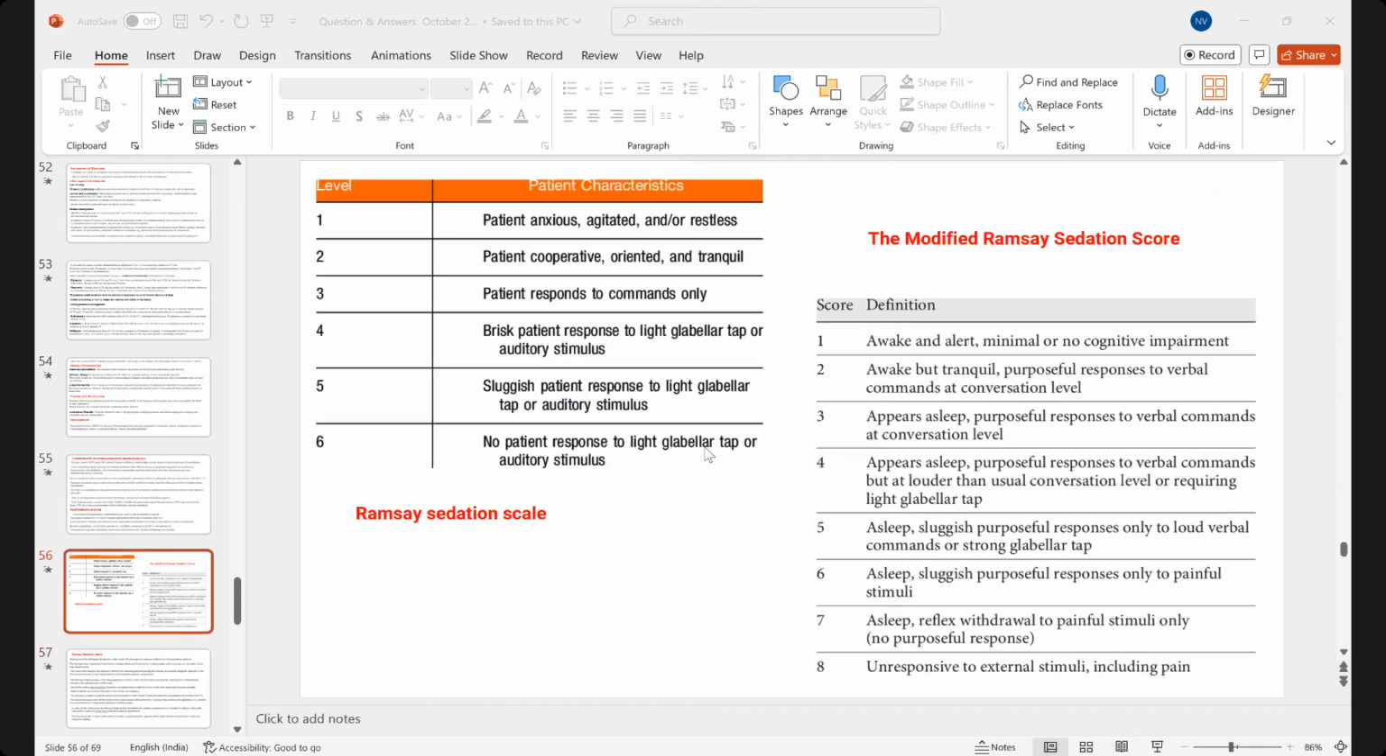So these are the points that are given in... there are two types of Ramsay sedation score. One is the older version of the Ramsay sedation score.